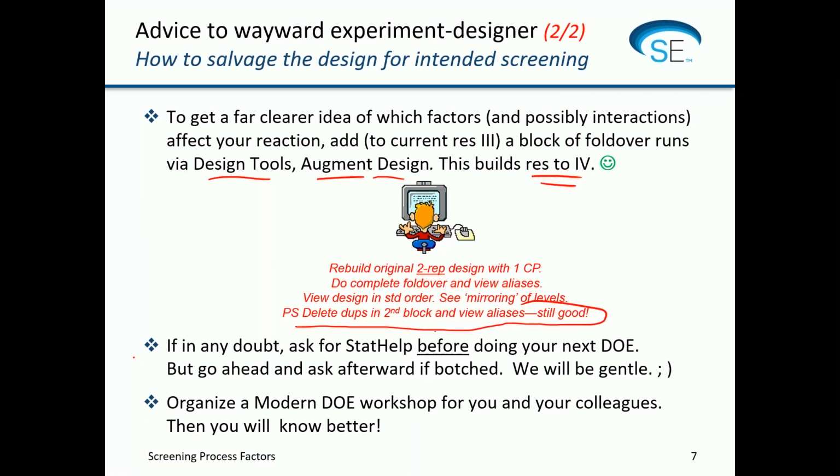So then a couple more points as a follow-up to this little wayward experiment designer is that if in doubt, it's always better to ask for stat help before doing your next DOE. A la Fisher's statement of being more like a pathologist, we can tell you what killed the patient, but we can't bring it back to life once you've already done the experiment. But if you contact us beforehand, then we can help you get it right the first time. But if you've gone ahead and run a design and it's not working out very well, contact us anyways, because maybe we can help you unravel it. And I promise you, we will be gentle.